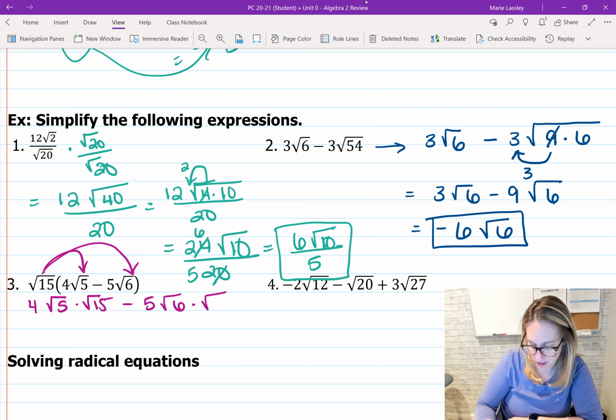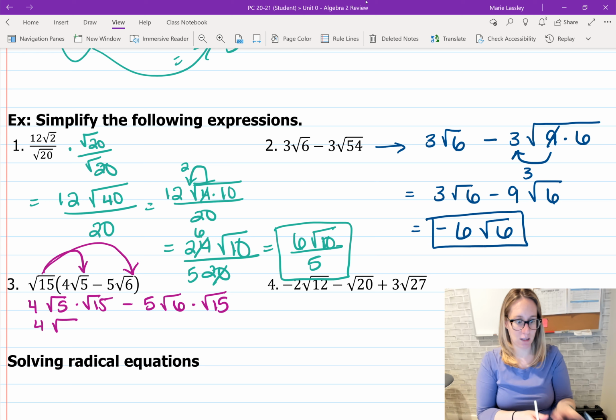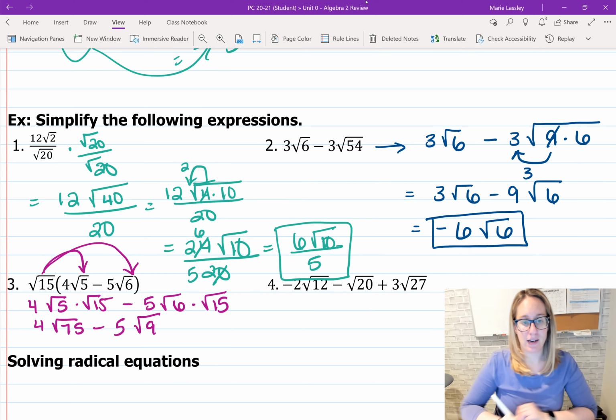All right, and now since this is multiplication, I can go ahead and combine the numbers underneath the radicals by multiplying them. So for the first one, I have 4 square root of 5 times 15 is, I think, 75. 5 times 15, yeah, 75. Minus, and then I have 5, and then 6 times 15 is going to be what, 90? Square root of 90. Okay, so that is how you would go ahead and multiply.